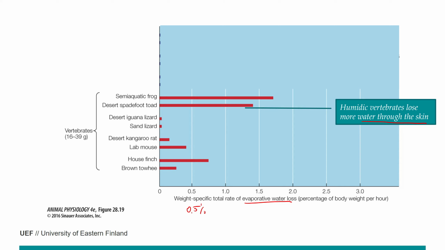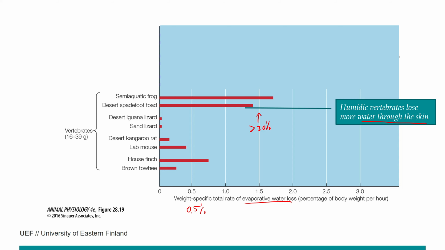And this can be quite an important thing, that now, for example, these frogs, if you are losing 1.5% of your body weight within an hour, that means that it's over 30% of the body weight per day that they are losing. So that's why these frogs and toads, you usually see them when there is water around.